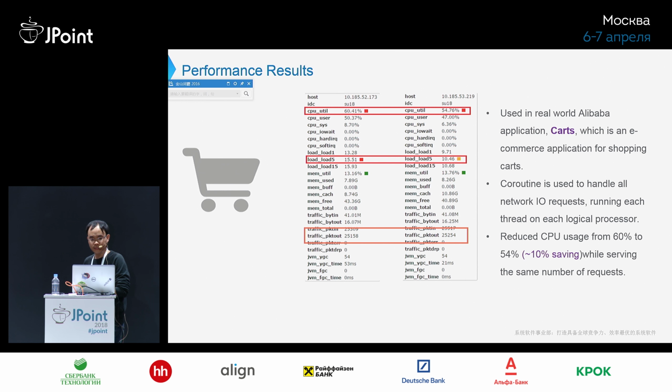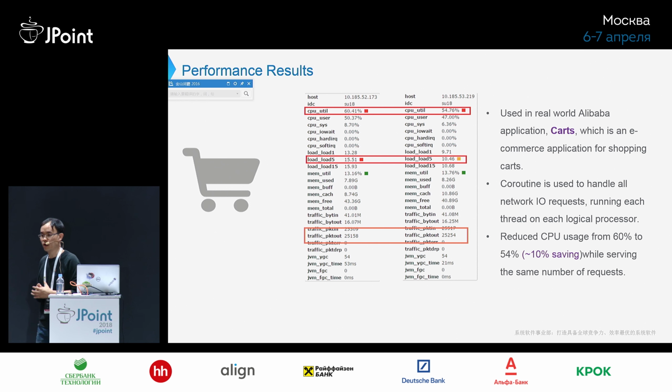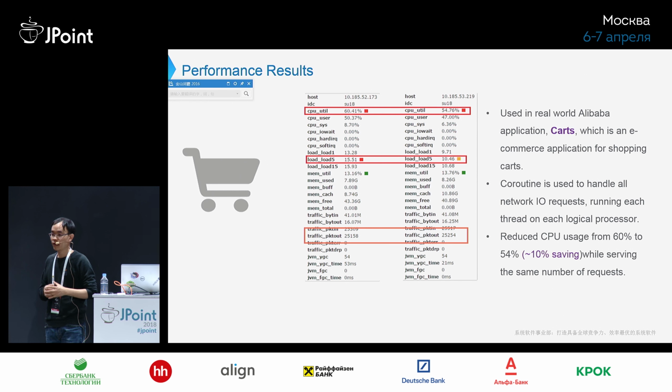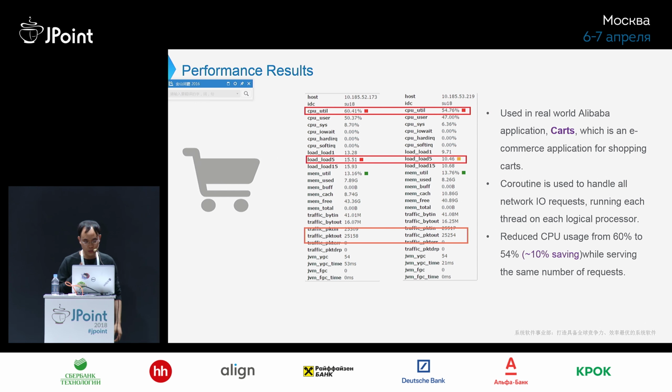Okay, let's talk about the performance number. When we use the coroutine implementation solution for our carts application, an online application for shopping carts, we did some comparison between the coroutine solution and the normal JDK. You can see we got almost 10 percent CPU saving in our situation.